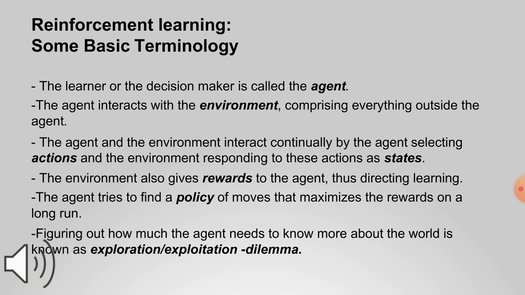Before digging deeper, we first have to learn some terminologies related to reinforcement learning. Here, the learner or the decision maker is called the agent. The agent interacts with the environment, comprising everything outside the agent. The agent and the environment interact continuously, with the agent selecting actions and the environment responding to these actions with a state. The environment also gives rewards to the agent, thus directing learning. The agent tries to find a policy of moves that maximizes the reward in the long run. Figuring out how much the agent needs to know about the environment is known as the exploration-exploitation dilemma.